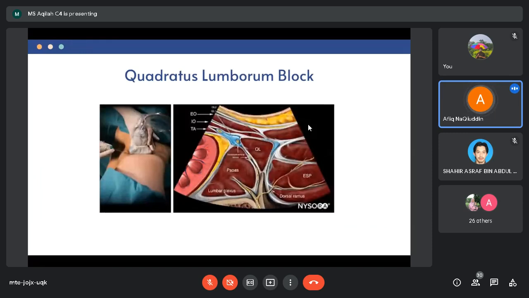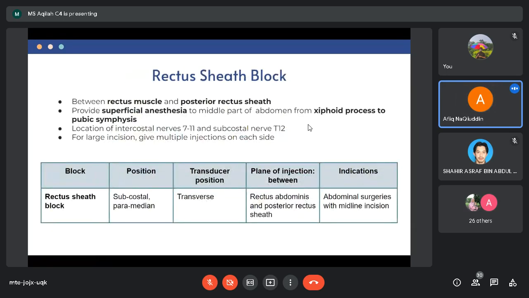Okay, next. Then we also have the rectus sheath block. This block is between the rectus muscle and the posterior rectus sheath. So it is not deep enough, and since it is not deep enough, it provides superficial anesthesia to the middle part of the abdomen, typically from the xiphoid process to the pubic symphysis.